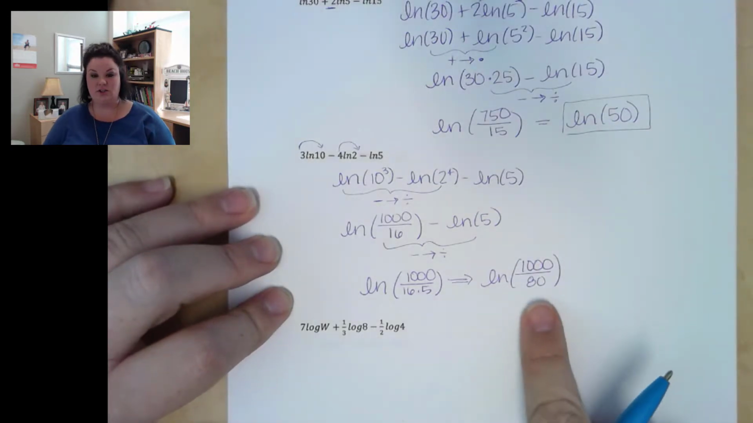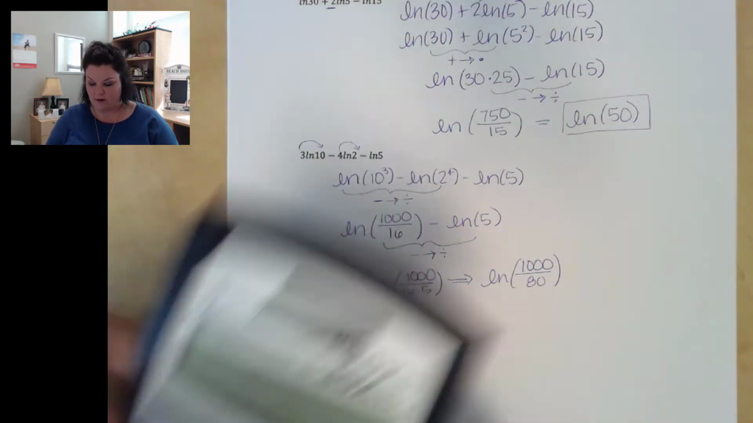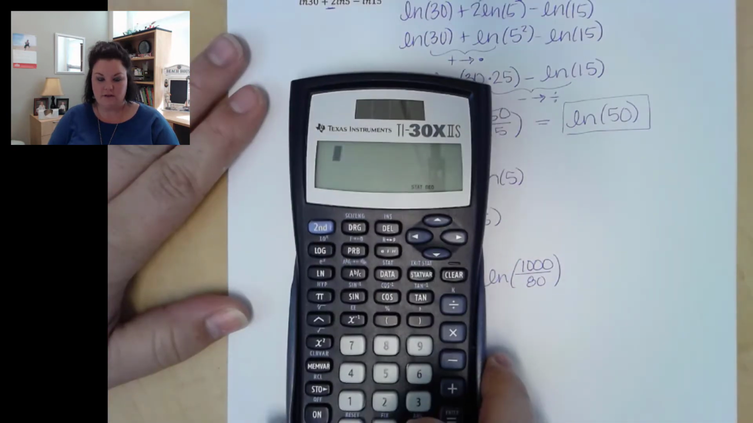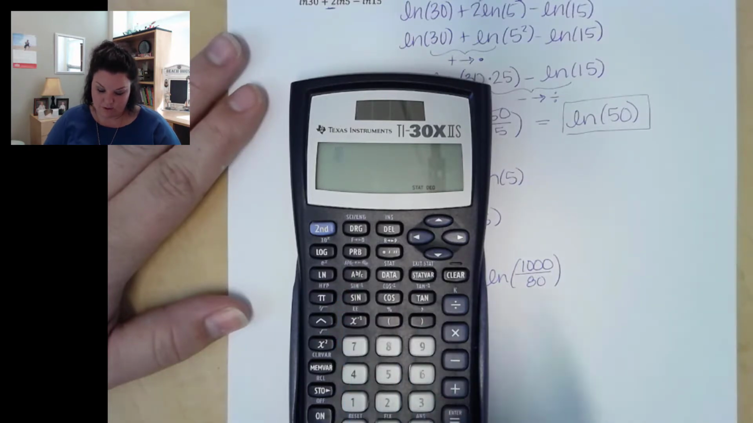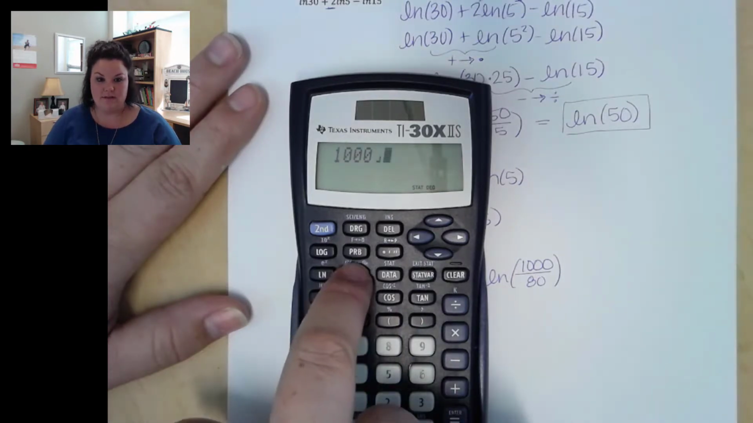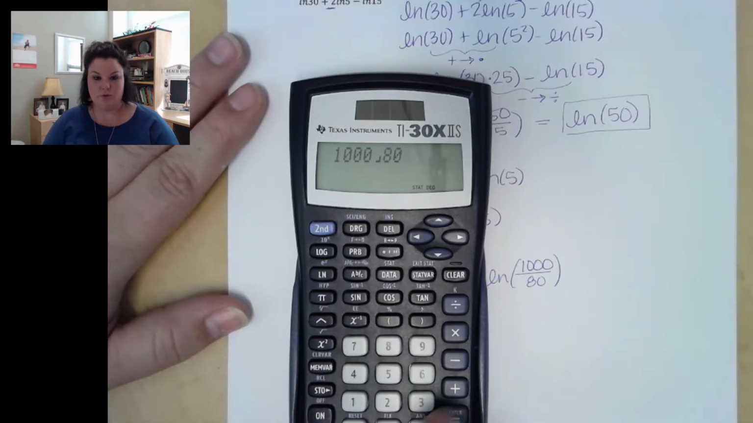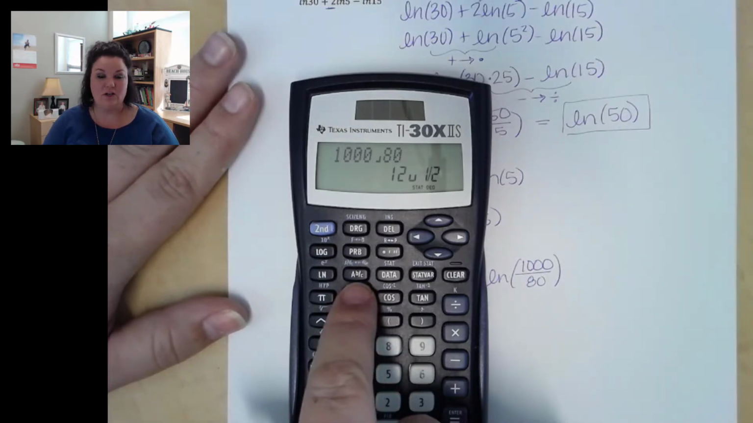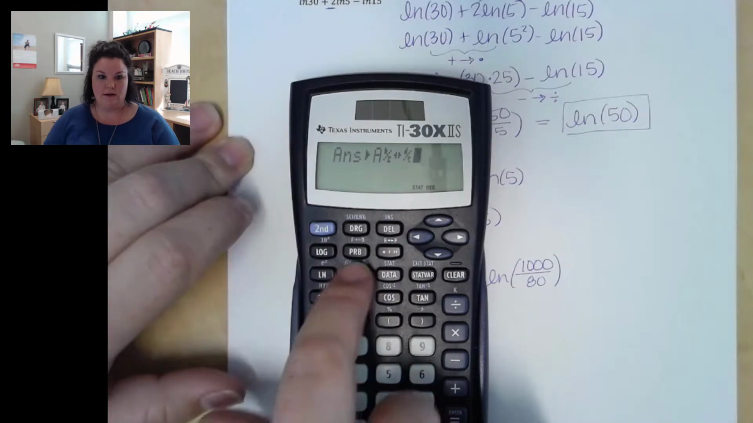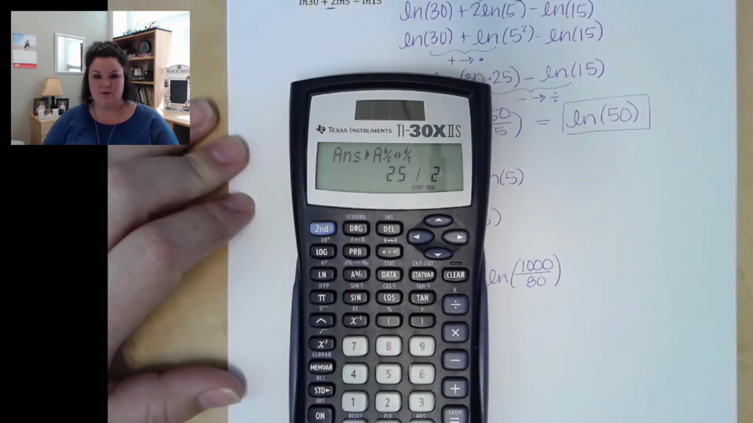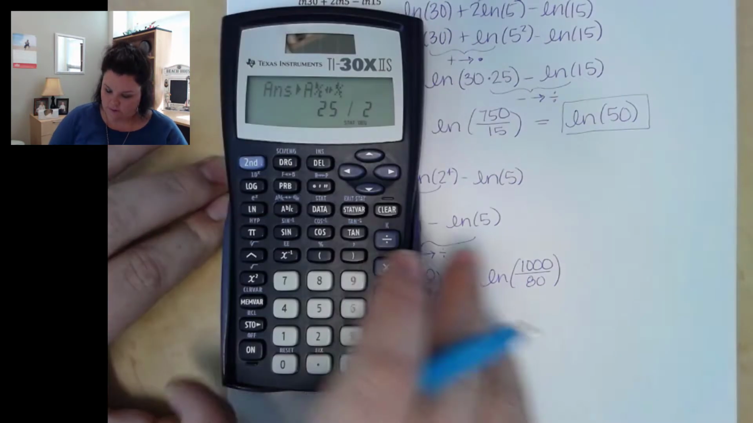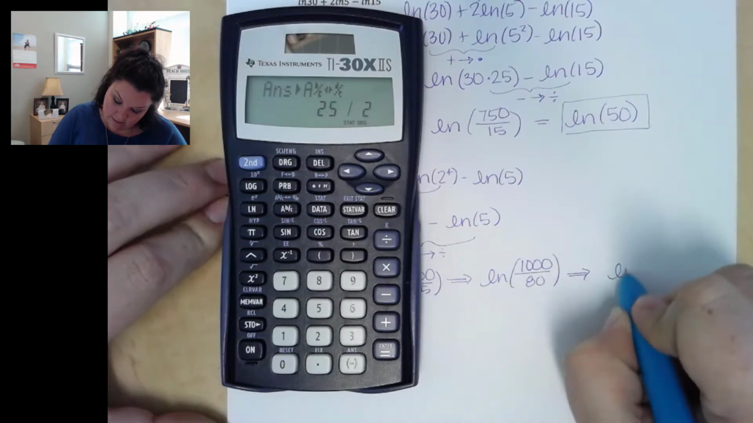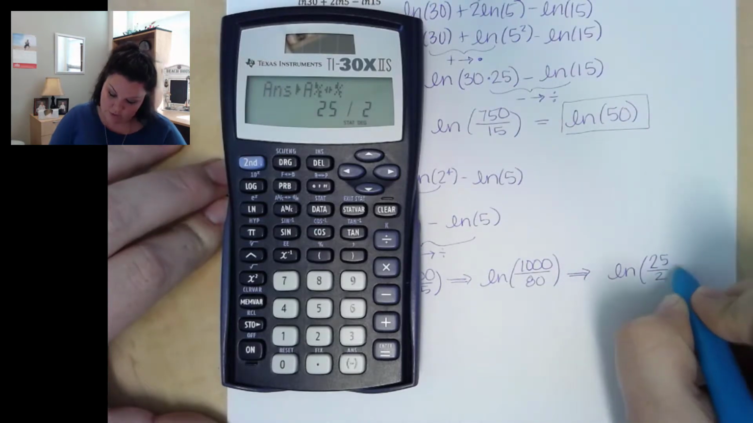You can either punch this into your calculator, those of you who are aware of your fraction button, which on this calculator is this A, B over C. So if you type in 1,000 and then use your fraction button to put it over 80, it will reduce it for you. It gave it to me as a mixed number, so I'm going to use the second function on my fraction button to change it so it reduces it for me. So this just ends up being 25 over 2. So this is equivalent to ln of 25 over 2.